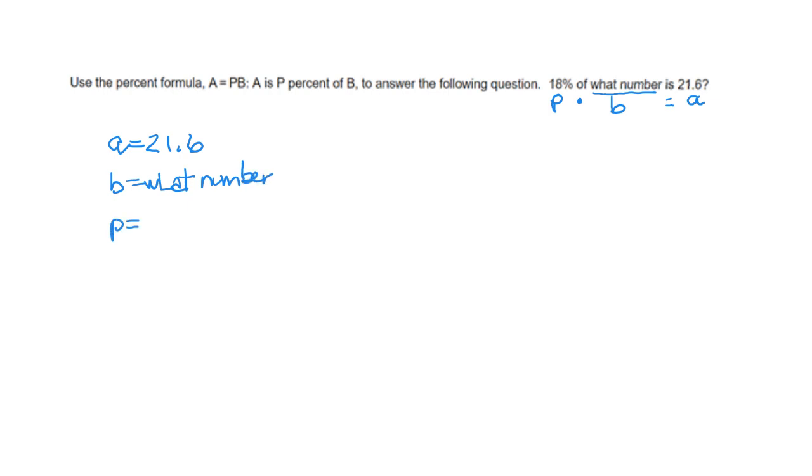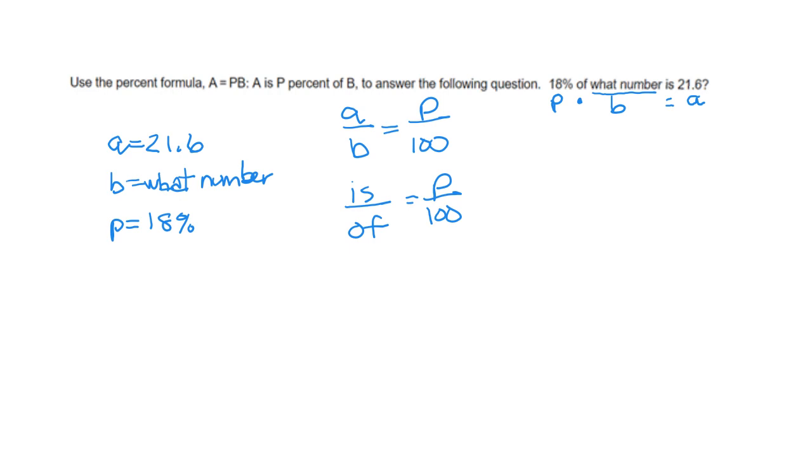And my P is 18. So if I use the percent proportion, remember it is A over B is equal to P over 100. Some students like to think of this as is over of, so they have the numbers in the right order. However you would like to remember that. So I will go ahead and substitute those values in.